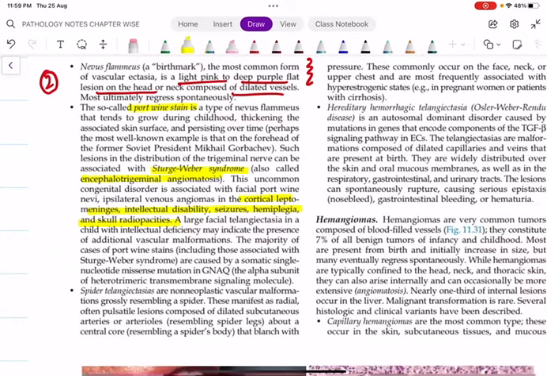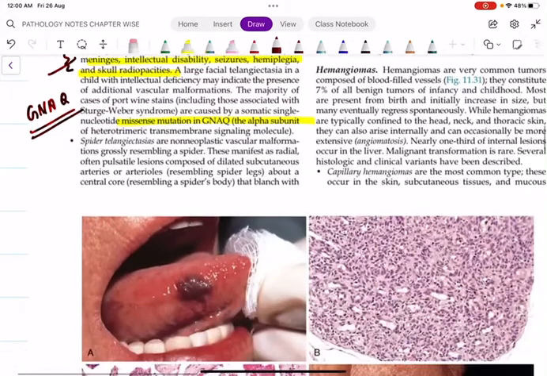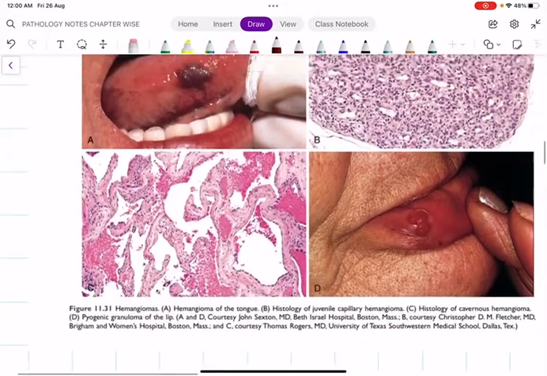So what is the reason behind this Sturge-Weber syndrome? You should know the reason: a missense mutation in the GNAQ, the alpha subunit of a transmembrane signaling molecule. It's a signaling pathway. Okay, remember the stain, that is the port wine staining, over the face. These lesions are most commonly seen in the distribution of the trigeminal nerve in the face and are also associated with CNS manifestation.